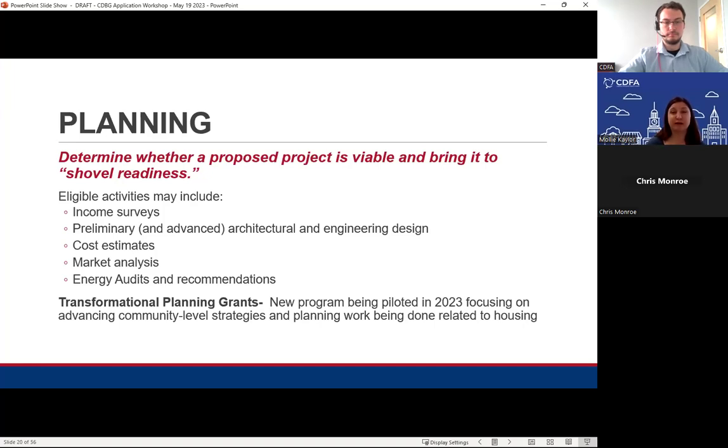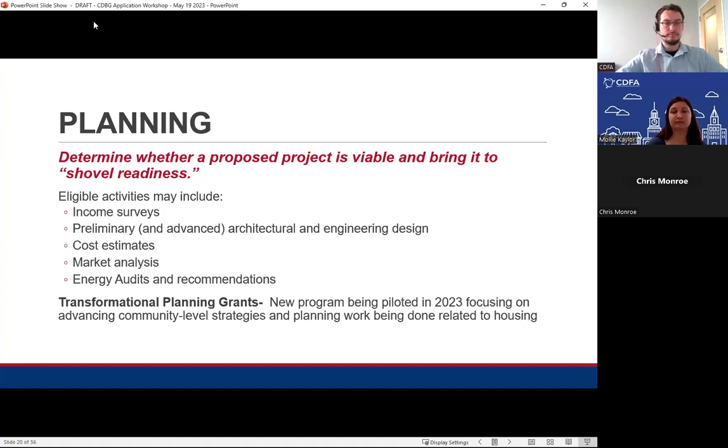So in our first year with the pilot, we're focused on funding projects that lead to community level strategies for housing, for example. So we have more information about that in our application guide. And if you have ideas for transformational type of work, community level planning work that might need some funding, we would definitely encourage you to reach out and talk to us more about that, as it's a new program and we are still in the pilot phase of that.